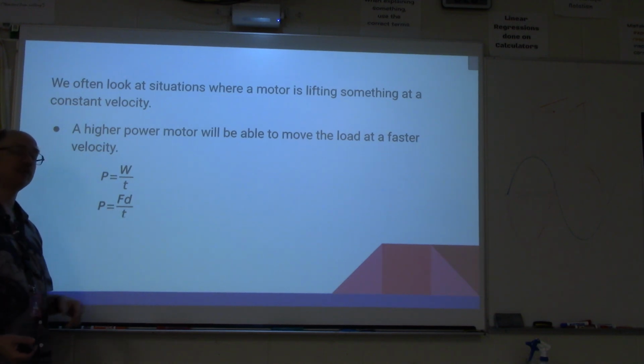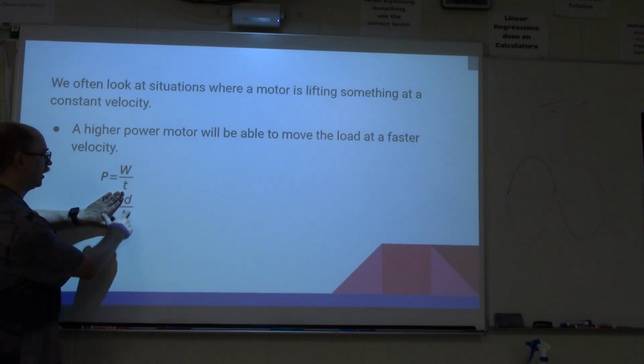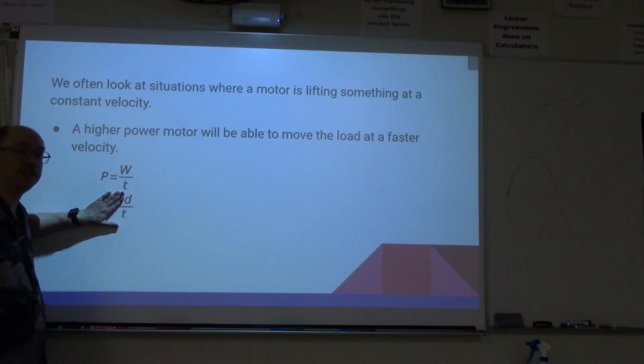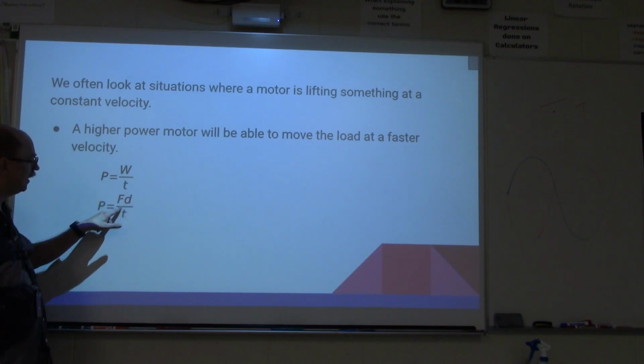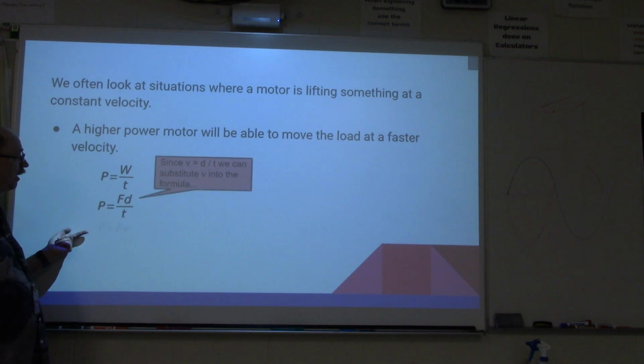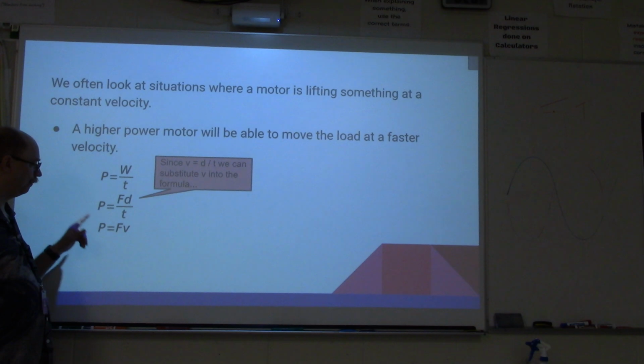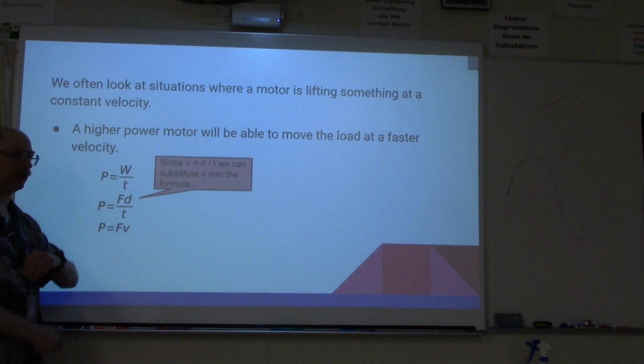What we don't do nearly as often is look for something like this. When I look at this part of the formula, d over t, I've got two variables that I can replace with one variable, because I know d over t is v. That's velocity right there. So that means d over t can be replaced by velocity. So that means I've got a brand new formula. Power equals force times velocity.